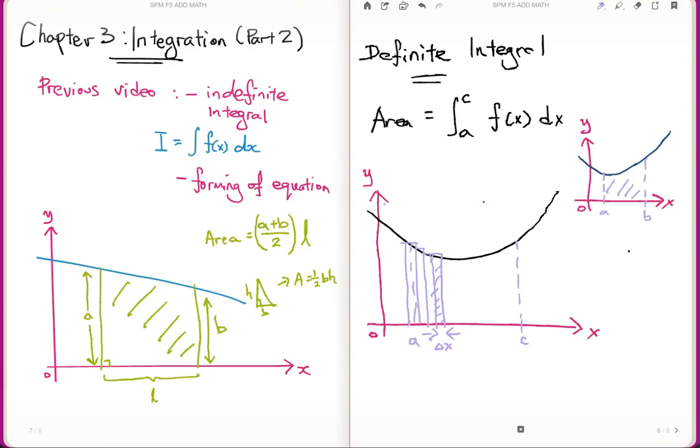Now, I have another video on putting them into Excel and getting the sum on the curve. Maybe you can look into my YouTube video. For the purpose of SPM, the concept of integration is up to here.